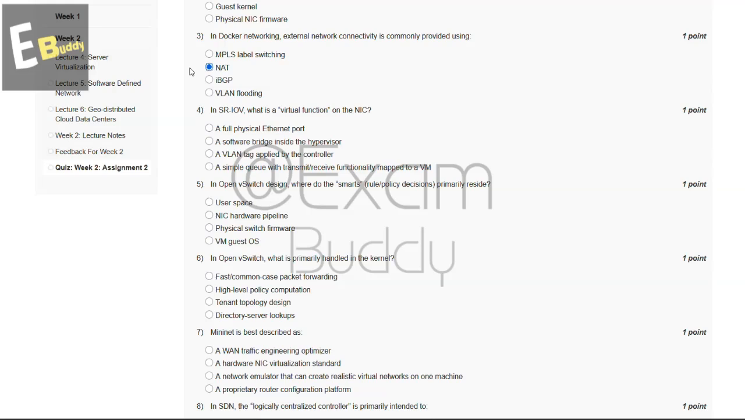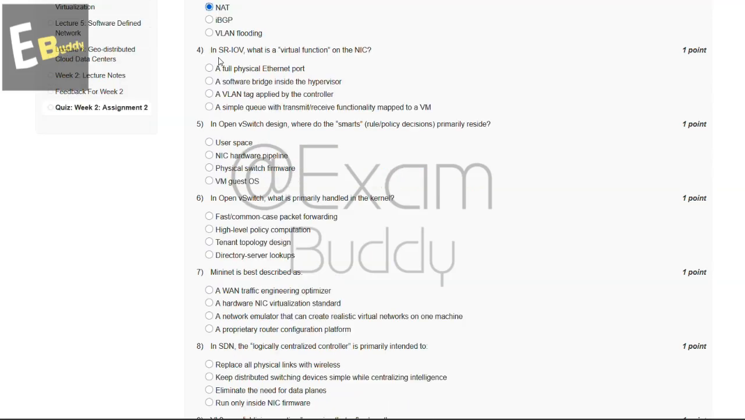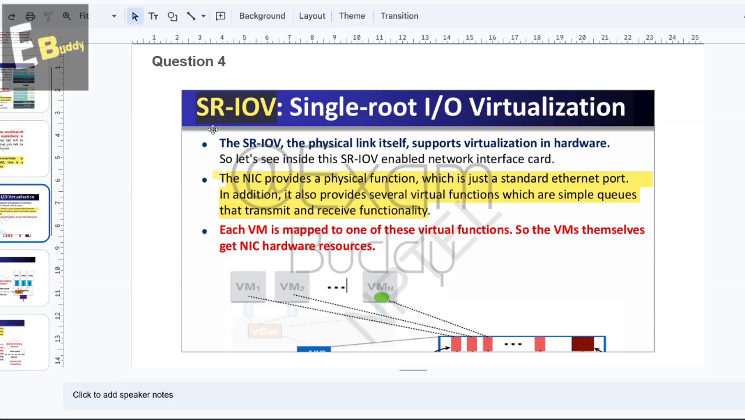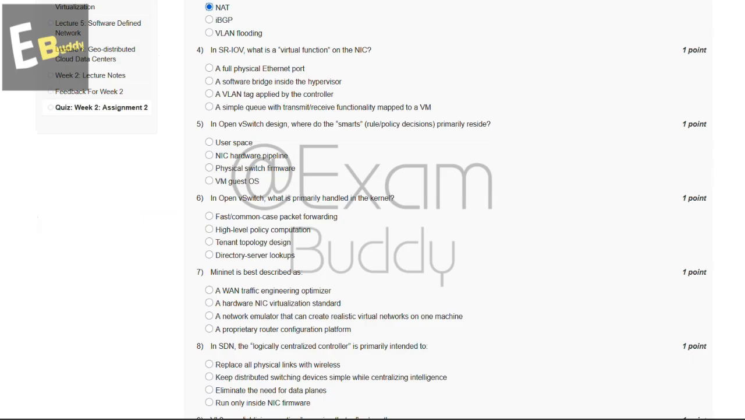And now let's go to our question number 4. In SR-IOV, what is a virtual function on the NIC? So these are the options, and now let's check the explanation. The explanation says in SR-IOV, the NIC provides a physical function, which is just a standard Ethernet port. In addition, it also provides several virtual functions, which are simple queues with transmit and receive functionality. So the answer of our fourth question is D, a simple queue with transmit receive functionality mapped to a VM.